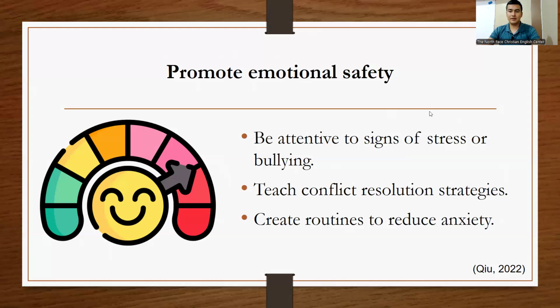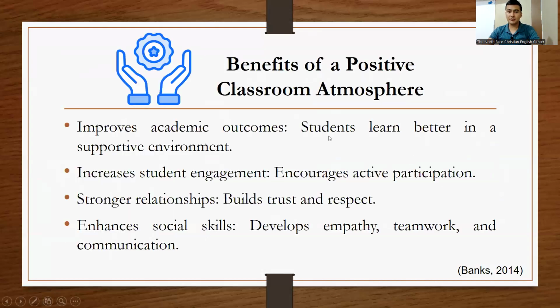So the next one here is the benefits of a positive classroom atmosphere. It improves academic outcomes. It surely does. If we try to have a less stressed classroom, where everything is controlled, the outcomes will be better. It increases student engagement and encourages active participation. Students will feel comfortable making mistakes anytime they want. It's just fine. Stronger relationships build trust and respect.